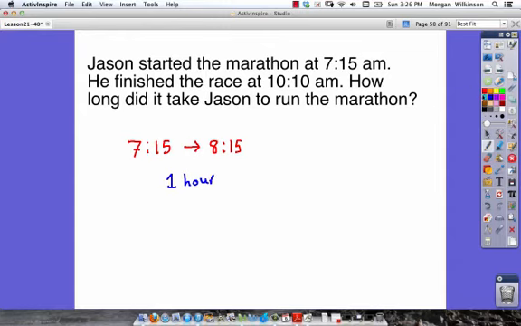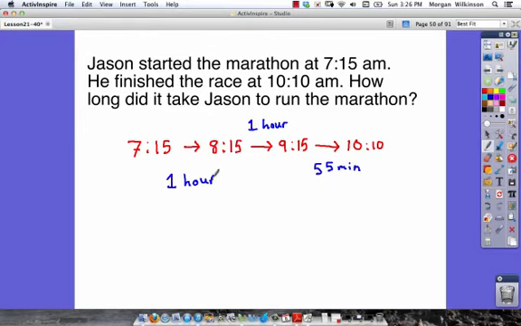He's probably still feeling pretty good. From 8:15 to 9:15, Jason's running some more. He's running for another hour. So 8:15 to 9:15, that's 1 more hour. He's probably getting a little bit tired at this point, but still feeling okay. Then he's running from 9:15, well, he's only going till 10:10. So he's going from 9:15 to 10:10. This is a little bit less than an hour. This is 55 minutes, because it's 5 minutes less than an hour. These last 55 minutes were probably really hard for Jason, but it sounds like he finished the whole thing. He did. He finished the race.